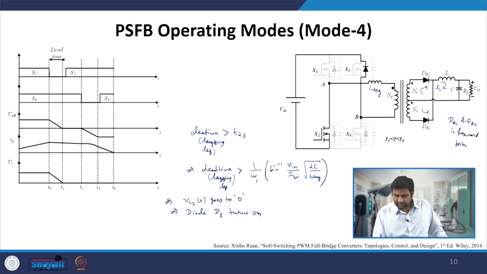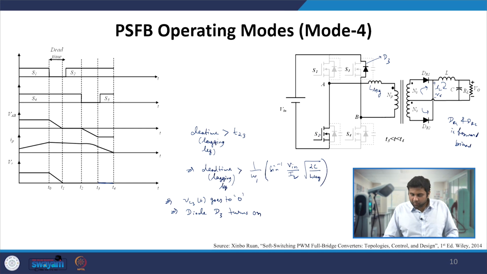That's when they are forward, that's when the VR voltage is still 0. If you see over here, it is still 0. So here what happens is that now your D3 is turned on and your S2 is already on. So now what is happening is that across the VAB, you have started applying minus Vin voltage.